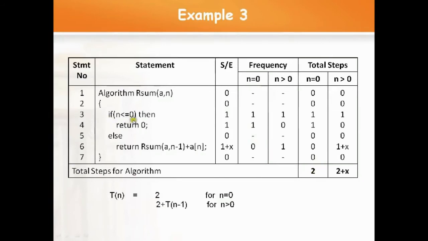If suppose n is greater than 0, the condition is checked once. As the condition is false, the statement is not executed. Then we go to the return statement of Rsum. This statement is executed one time, plus x time, where x is the time taken for this recursive sum, that is t of n minus 1. Therefore, the total time taken when n is greater than 0 is 2 plus x. Put it in a word, if t of n is the time taken for this algorithm, it will be 2 when n is equal to 0 and 2 plus t of n minus 1 when n is greater than 0.